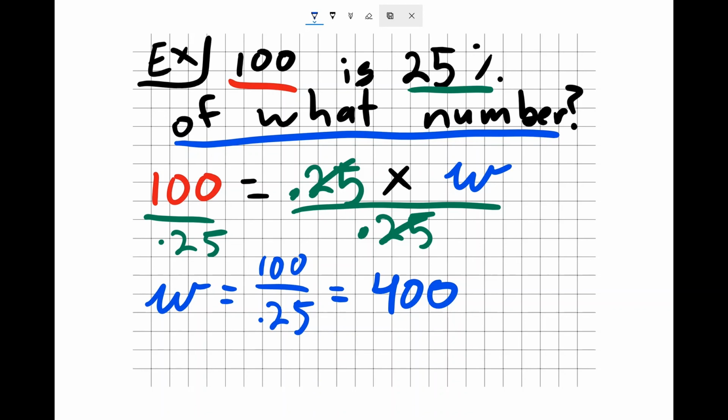Again, this section is going to be very similar to the previous section, the percent proportion. The keywords here are going to be paying attention to the words that are being used so that you can identify what portions you are given and by consequence what you need to solve for.